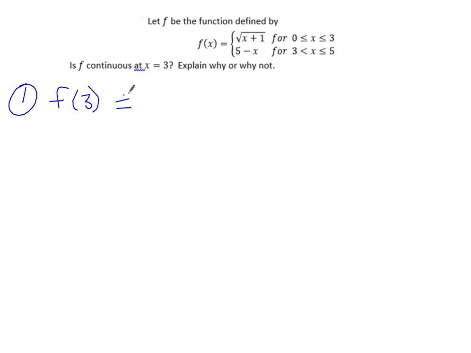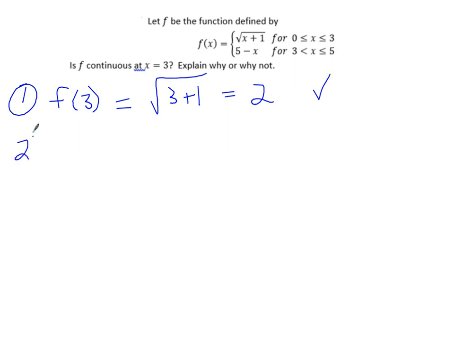So f of 3 is equal to the square root of 3 plus 1, or the square root of 4, or 2. The reason why we chose the square root piece is because that 3 is included on the closed interval from 0 to 3. So part 1 of the definition of continuity checks out.